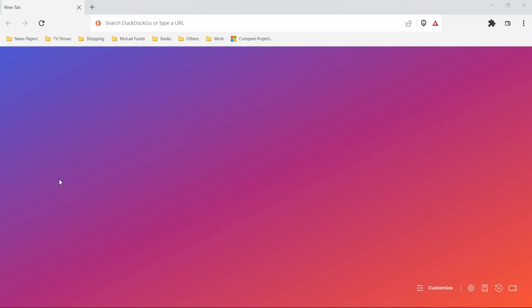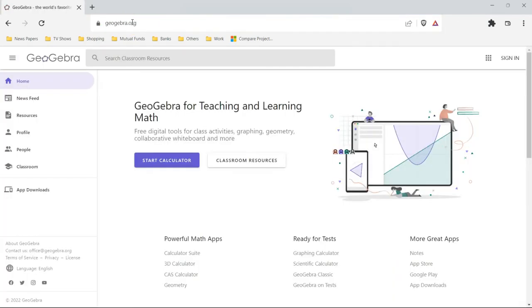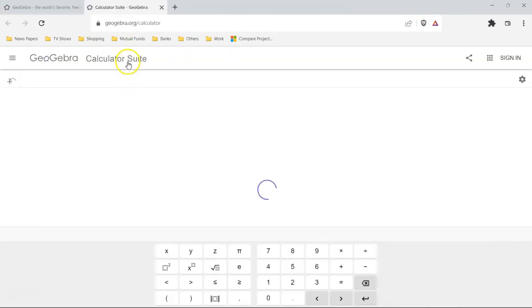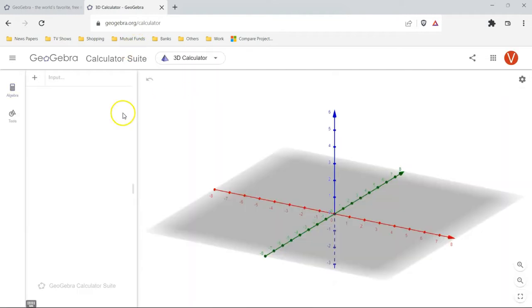Let's visualize how we have to visualize while figuring out the volume of solids with known cross sections, right? Because once we can visualize it, it becomes that much easier to do the calculations. Okay, so let's go to geogebra.org, start calculator. Let's go to 3D calculator.